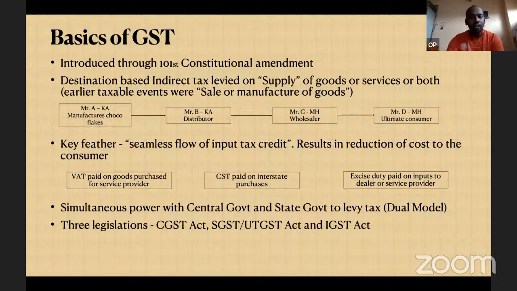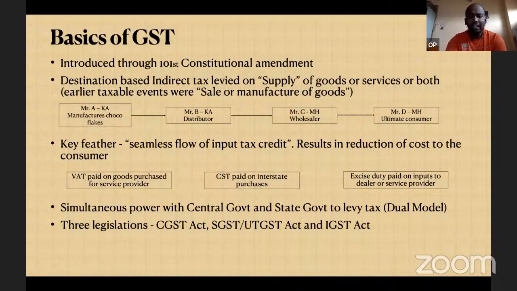Now, there were multiple taxes in the pre-GST regime. Since there was a requirement of one nation, one tax, in 2017 the GST law was introduced, subsuming all the multiple taxes that were levied across the states and by the center. So that is one of the main reasons why GST was necessary in India.